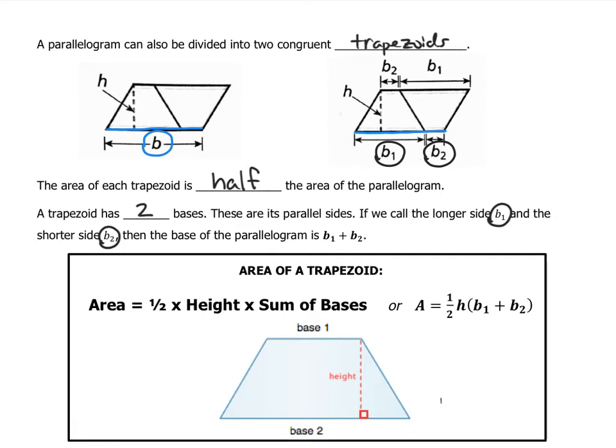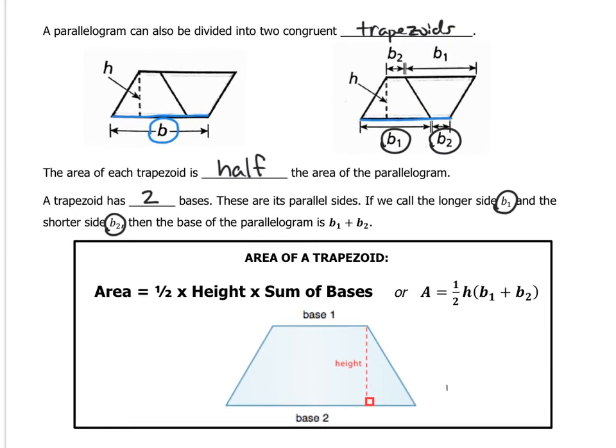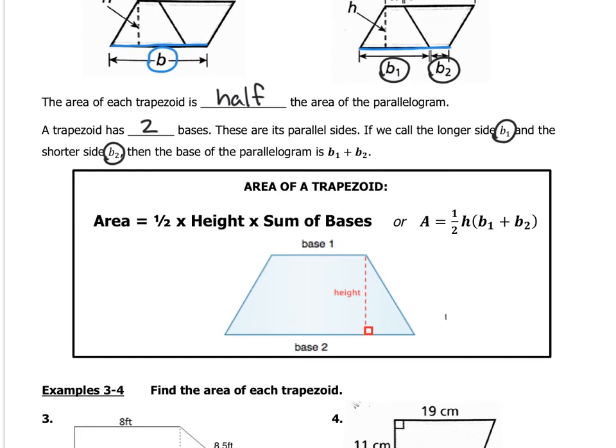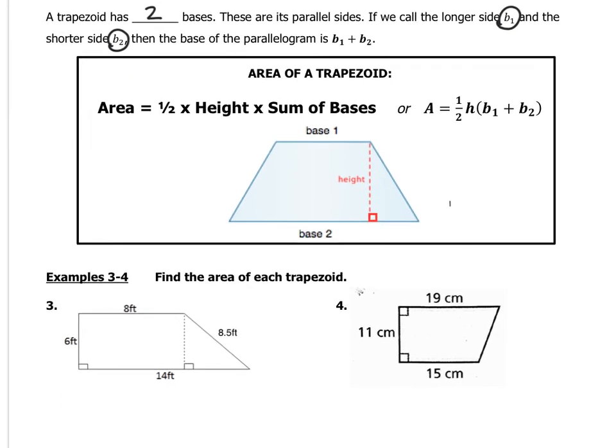So to get the area of a trapezoid, it's similar to the area formula for a triangle. I have to take 1/2 times the height times the base. But for a trapezoid, I find the base of the parallelogram by adding together the two trapezoid bases. So that gives me this formula below. The area of a trapezoid is 1/2 times the height times the sum of the bases. So let's practice using this formula now in examples 3 and 4.